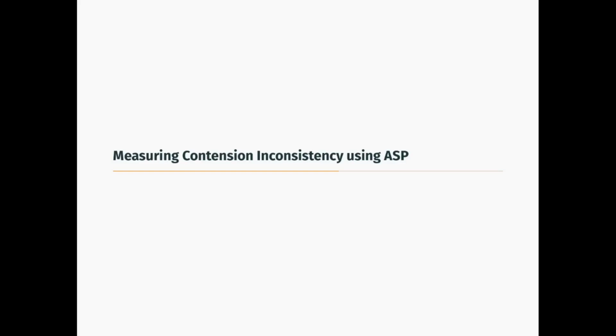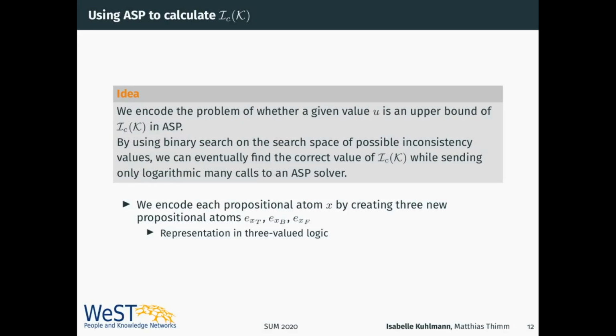Alright, next I will describe how we utilize answer set programming to measure contention inconsistency. Now the idea is the following. We have a knowledge base and we also have a value U. And now what we do is we encode the problem of whether this given value U is an upper bound for the contention inconsistency value with respect to the given knowledge base. And then we can use binary search to localize the actual inconsistency value.